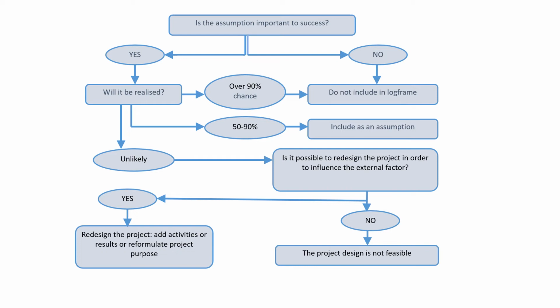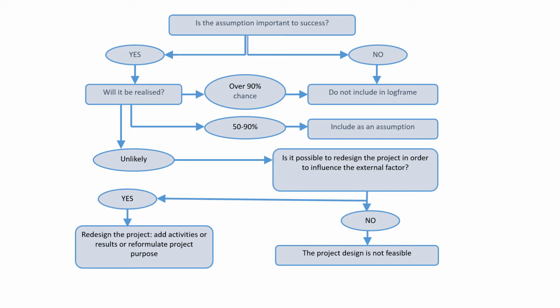But yes, if the assumption is important to our success, the next question we can ask, will it be realized? If it's very high and over 90%, don't include it because we can assume it will happen. The risk of it not happening is quite low. What's important is to be including those in the 50 to 90% range that we should be mentioning as an assumption because we're not 100% sure they will happen. Meaning, as a monitoring officer, we need to be checking that they do happen, otherwise our project will fail.